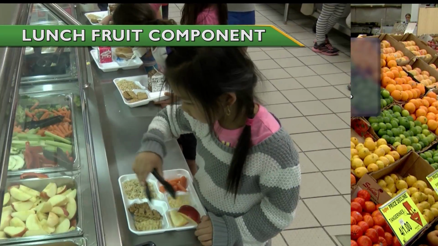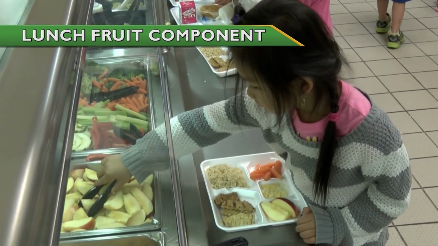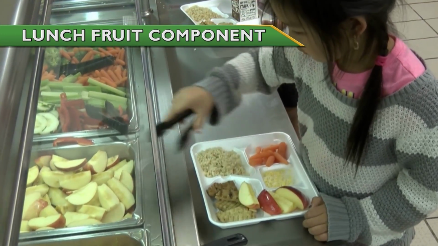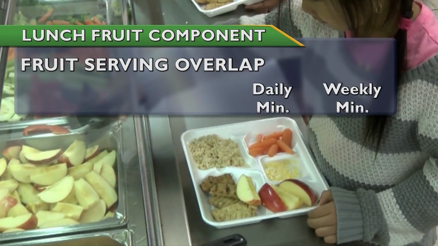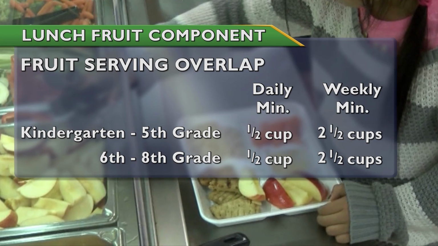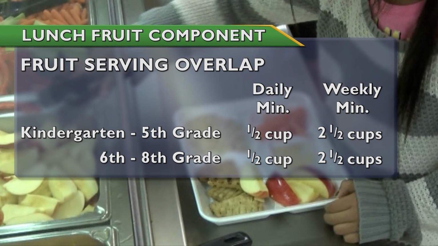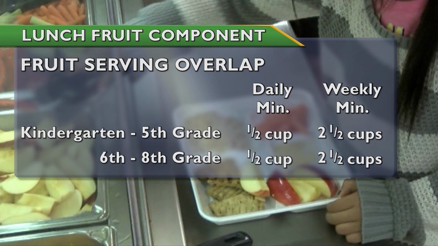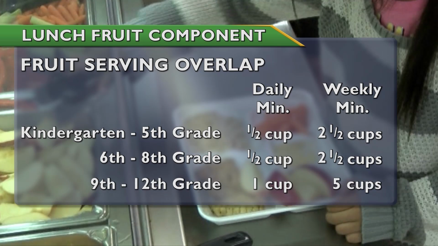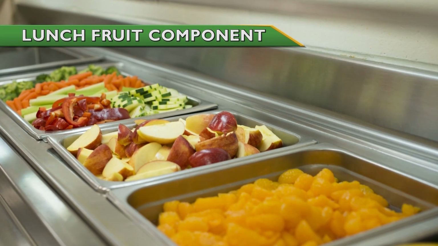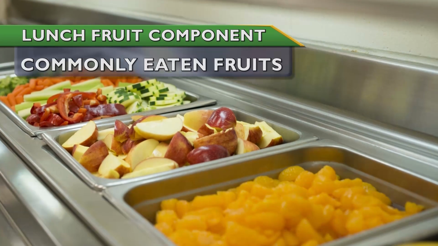The lunch meal servings for the fruit component indicate a requirement overlapping in the K through 5 and 6 through 8 grade groups at 1/2 cup per day and 2 1/2 cups per week. High school requirements indicate a serving of 1 cup per day and 5 cups of fruit per week. These are some commonly eaten fruits that can be served as the fruit component for breakfast.